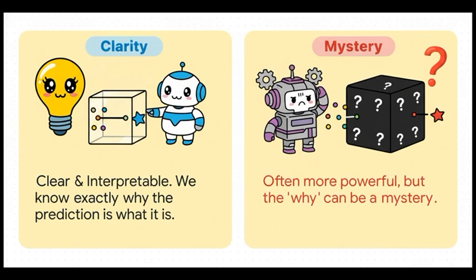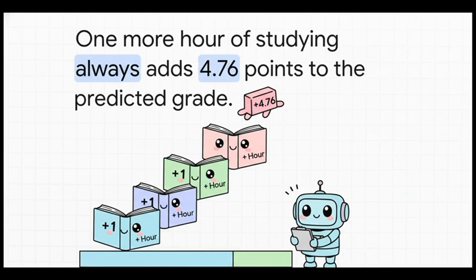With a linear model, we can explain exactly how it got its answer. We know why it made its prediction. But with some of those huge, more complex models, yeah, they might be more powerful, but trying to figure out the why behind their answers can be nearly impossible. They can be a true black box. This relationship is fixed, it's predictable, and that's what makes these models so transparent and so trusted. It's not a mystery. An extra hour of studying always adds 4.76 points to the score. It doesn't matter if it's your first hour or your 10th. That simplicity is its greatest strength.